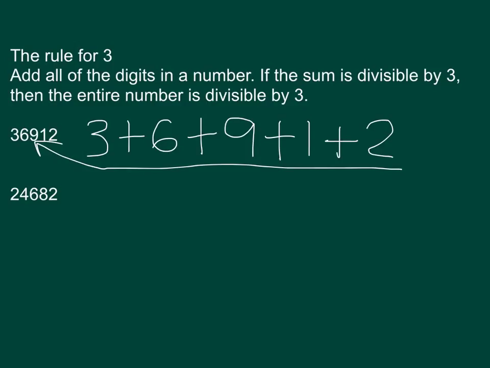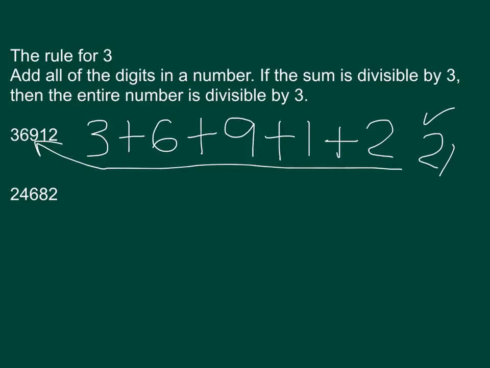So 3 plus 6, that's 9. 9 plus 9 is 18. 18 plus 1 is 19. 19 plus 2 is 21. So, can 3 divide into 21 evenly? Yes, it can. So this entire number is divisible by 3.